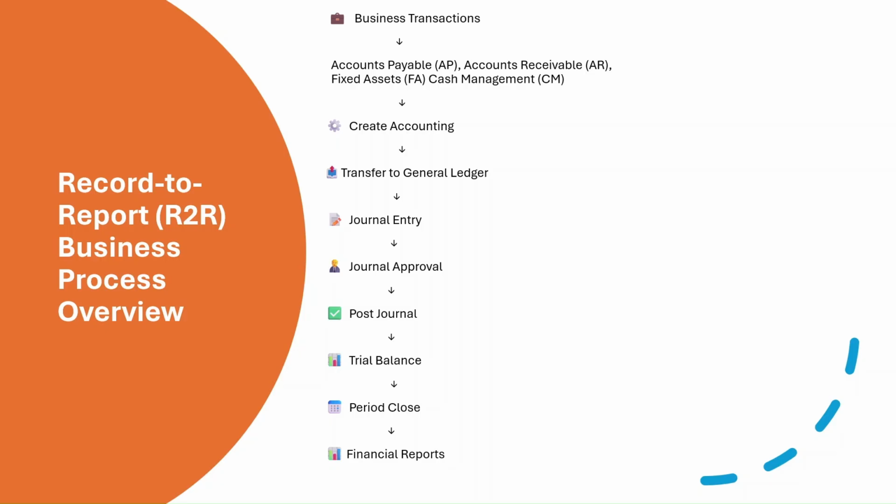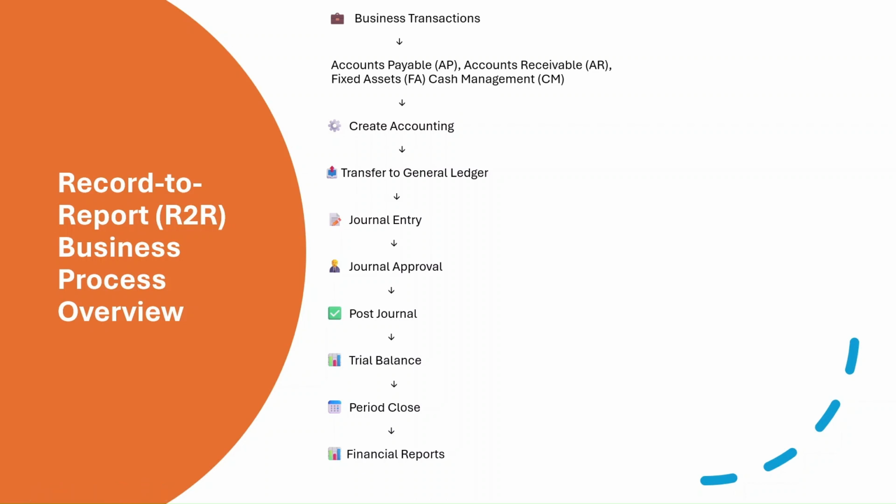Then move to next slide. And this is the entire business process overview. Come to business transactions. Every company performs business transactions every day. For example, purchase office furniture, pay supplier, receive customer payment, record the employee expenses. Every accounting process starts with a business transaction. Then move to financial modules like account payables, account receivables, fixed assets, and cash management. These business transactions are recorded in different Oracle financial modules.